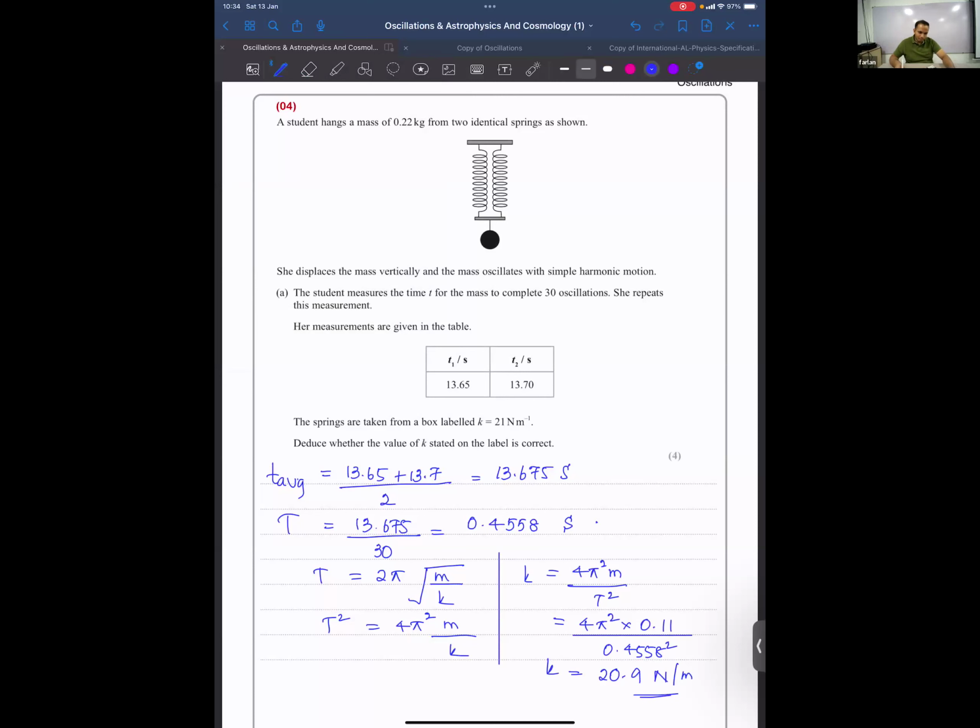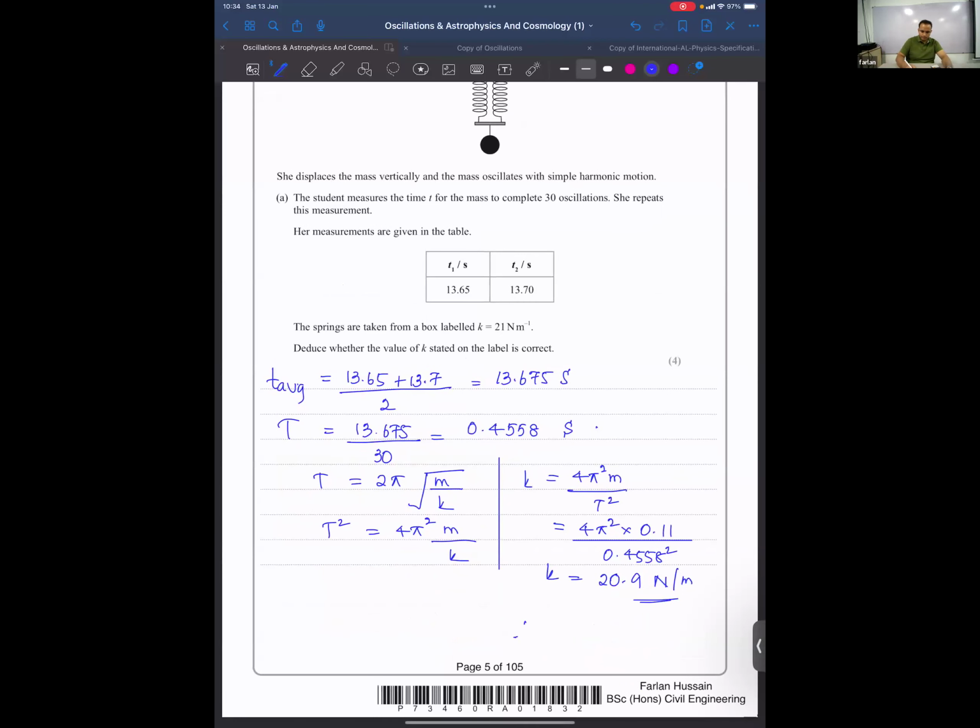And then the label says what? The springs are taken from a box labelled k equals 21 newtons per meter. Did you verify whether the value of k stated on the label is correct? Yes, it is correct. You're getting 20.9 and 21 is almost the same. The percentage difference should be no more than 10%. Yeah, so this is very, very close. Right, guys, you can take a small break. See you in 15 minutes.